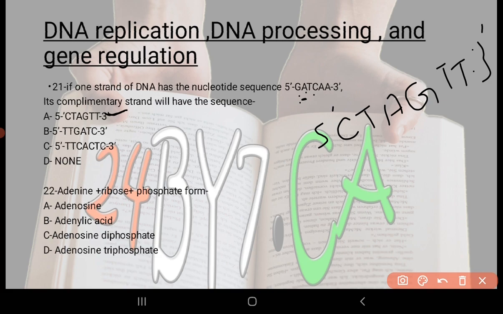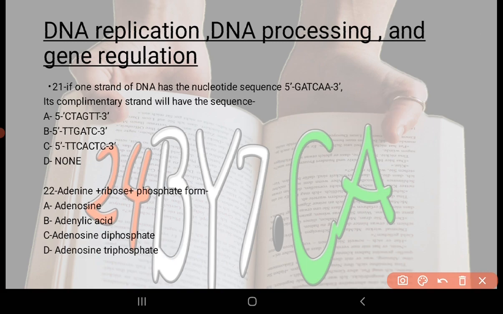Okay, next question. Adenine plus ribose plus phosphate forms: A, adenosine, B, adenylic acid, C, adenosine diphosphate, or D, adenosine triphosphate. So the right answer is option D, adenosine triphosphate. Okay, adenine plus ribose plus phosphate forms adenosine triphosphate. Okay, next question.